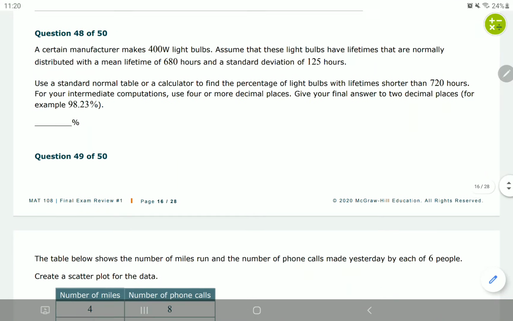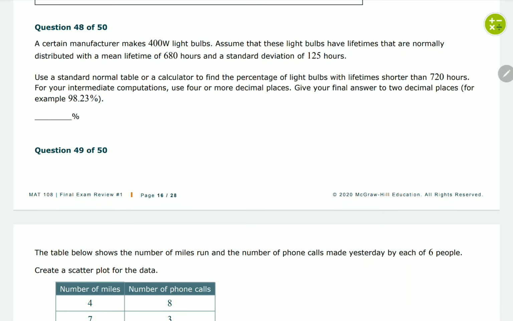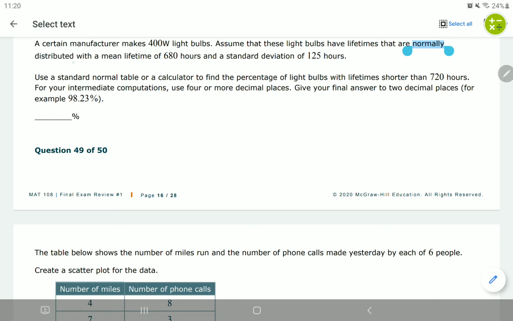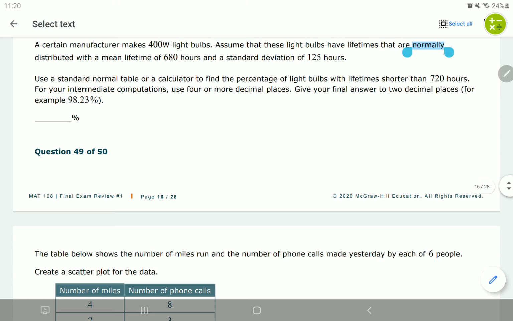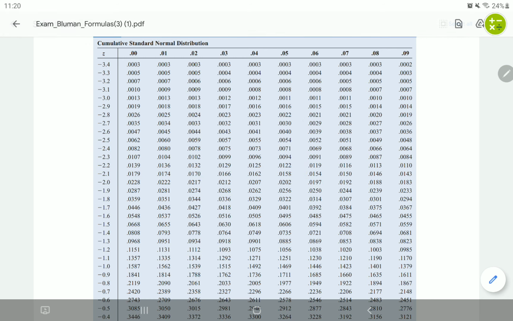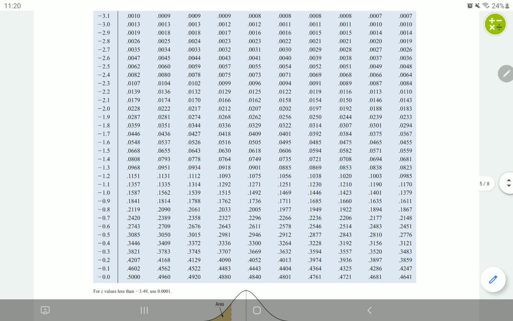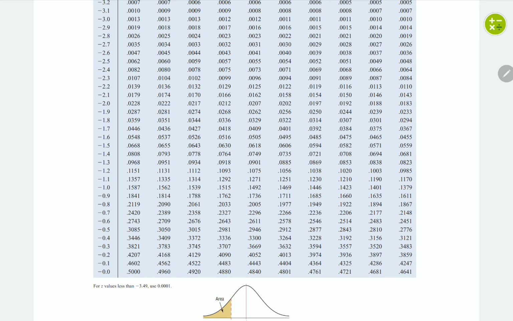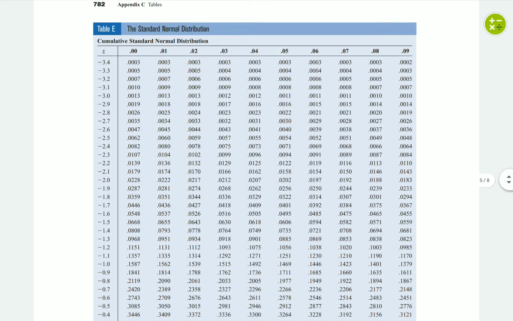Number 48. It says a certain manufacturer makes 400-watt light bulbs. Assume that these light bulbs have lifetimes that are normally distributed. When you see normally distributed, that means we can use the normal distribution curve, which means we can standardize our scores and then go to the z-score table or the standard normal distribution table to find the probability, to find the area under the curve, or to even find a percentage.